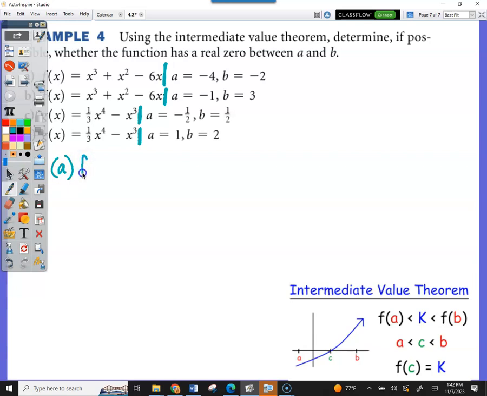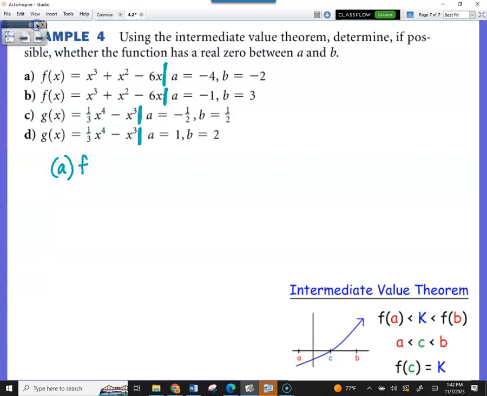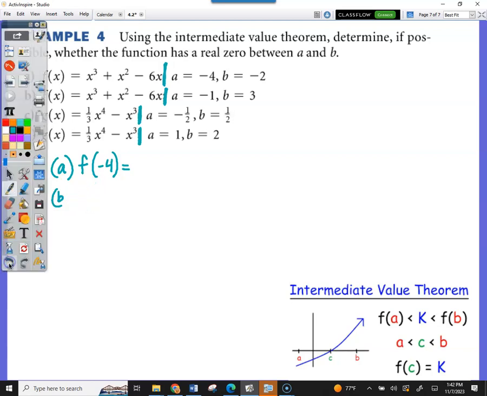Yeah, you plug it in. So I'm going to put A. I'm going to plug in -4. For B, I'm going to plug in, or sorry, there's a lot of numbers here. Plug it in. Tell me what you get. Plug -4 into the function for A. No, I didn't get that. Try it again. Put -4 in parentheses.